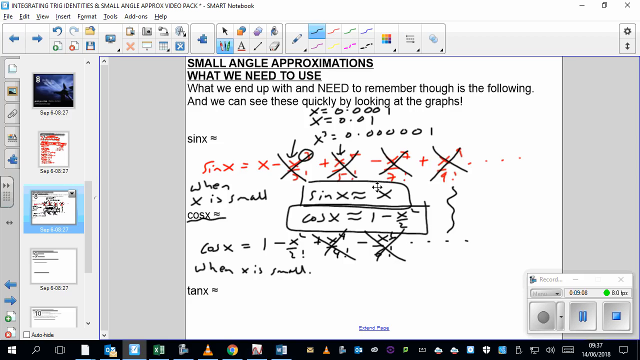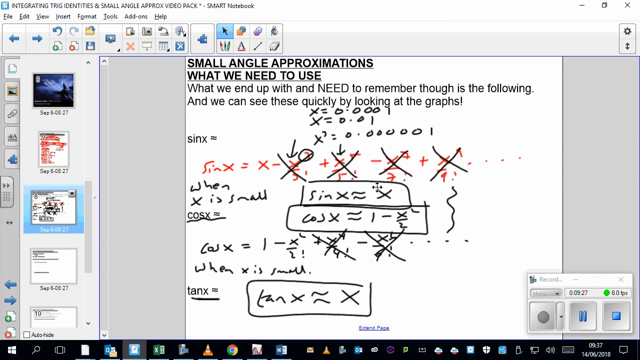These things you absolutely have to remember, and also tan as well. Tan is deemed to be from the Maclaurin series. You could do exactly the same thing as what I just did, and you cancel out all of your big powers of x again, and you'll end up with tan x is approximately equal to x, okay?